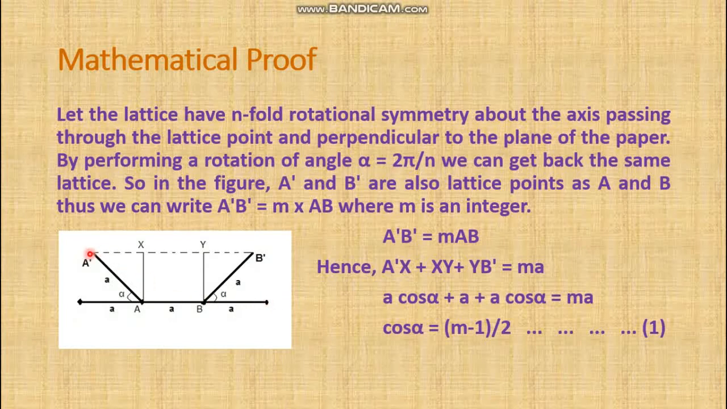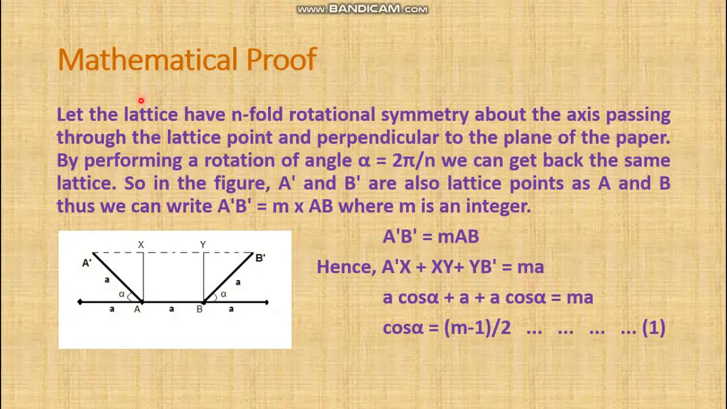Now after performing the operation, this A dash point moves to B dash point. Then this distance A dash to B dash should also be some integral multiple of A, that means it should be NA or MA. Here N is the axis of rotation, the n-fold axis of rotation, so the integral multiple should be taken as M.